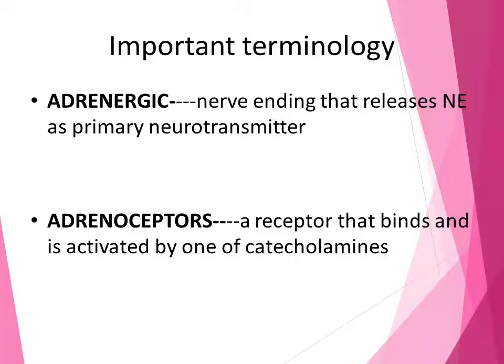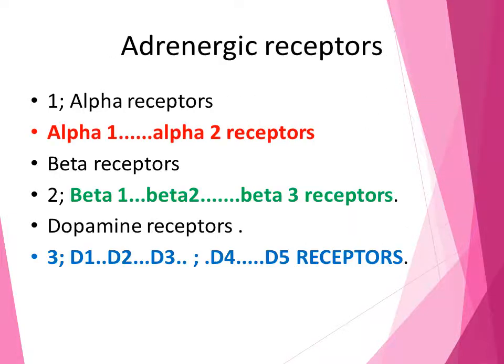These are some important terminologies related to the sympathetic nervous system. Adrenergic: the nerve endings that release norepinephrine as their primary neurotransmitter are called adrenergics. Adrenoreceptors: a receptor that binds and is activated by one of the catecholamines, either norepinephrine, epinephrine or dopamine. These receptors are called adrenoreceptors. There are three types of adrenergic receptors: alpha receptors, beta receptors and dopamine receptors. Alpha receptors are of two types.